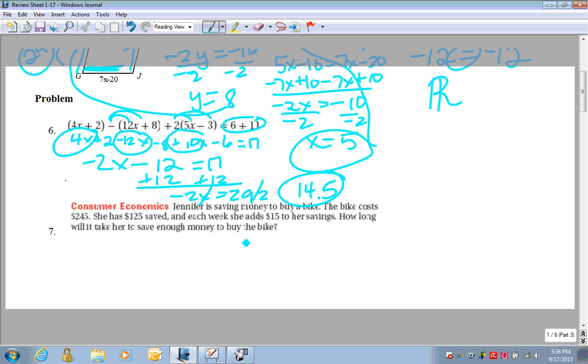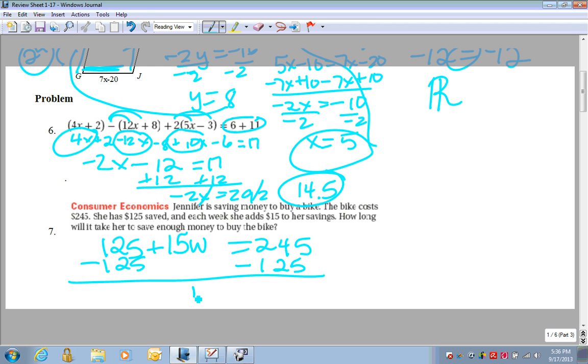Number 7, I need to save $245. Right now, she has saved $125, and each week she's going to add $15, so that's 15W. Subtracting 125 from each side, I get 15W is equal to 120. And when you divide by 15, that gives me W is 8, or 8 weeks.